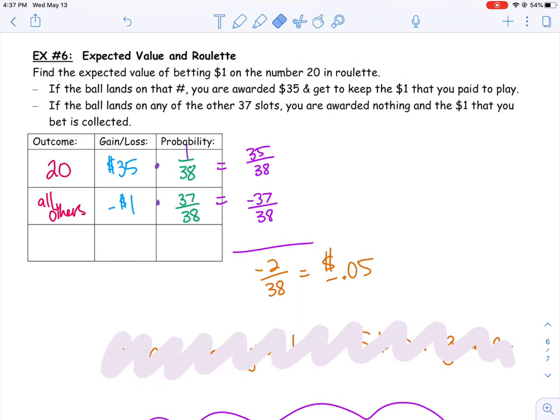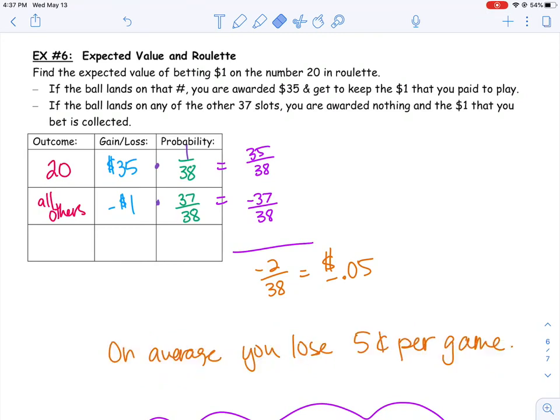Uh-oh, did you get a negative on this one? What do you think that negative means? Yeah, it means if I play this roulette game in the long run, on average, I'm expected to lose 5 cents per game, right? And that's how they make money in Vegas. 5 cents doesn't sound like a lot, but there's a lot of people there betting a lot of money, losing a lot of money, because that's what's expected to happen in the long run. You're expected to lose, in this example, 5 cents per game.